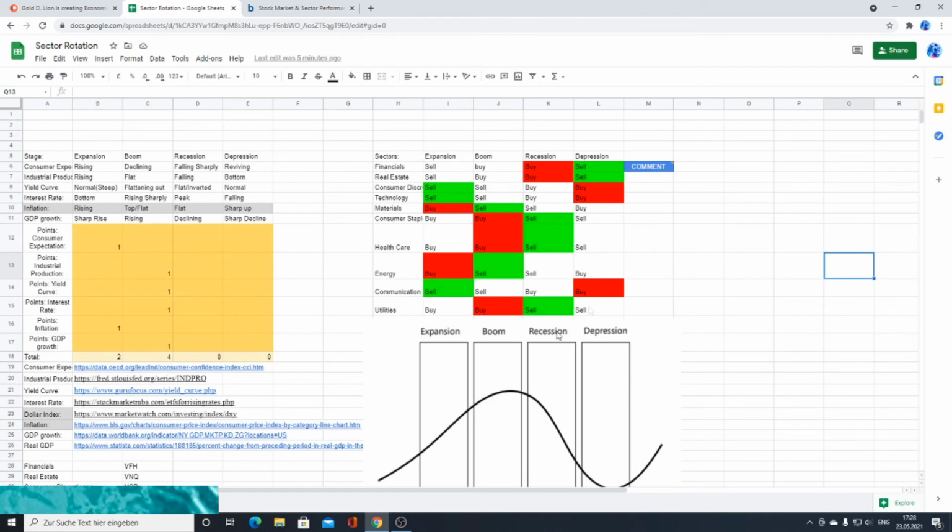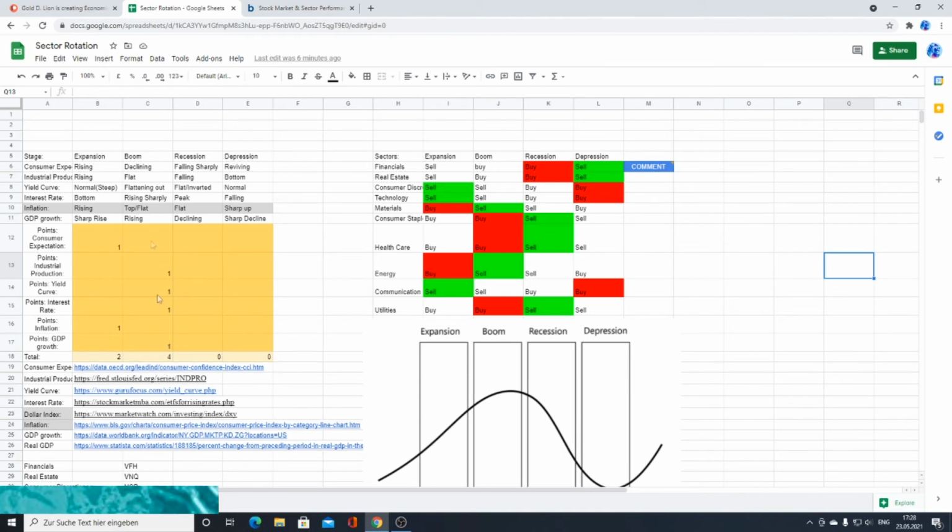So I want to quickly explain what this upper part here is with the buy and sell orders. So this is for you if you use a sector rotation strategy like I do. It helps you to know what to buy and sell when, depending on where we are in the cycle.